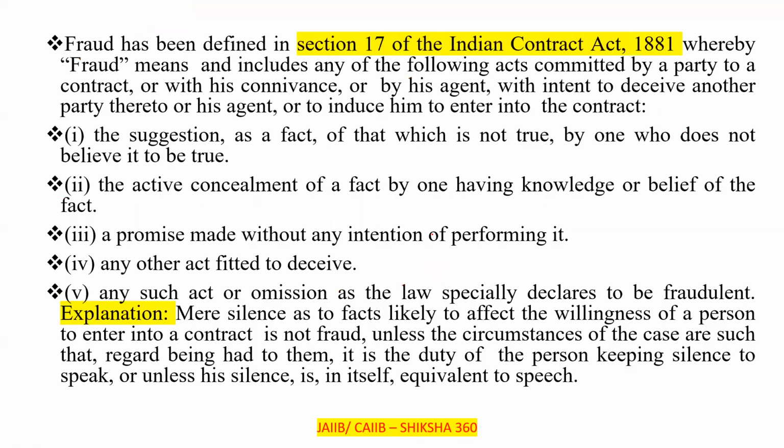Okay, now move to the next one. Further, where has fraud been defined? Fraud has been defined in section 17 of the Indian Contract Act 1872, whereby fraud means and includes any of the following acts committed by a party to a contract, or with his connivance, or by his agent, with intent.